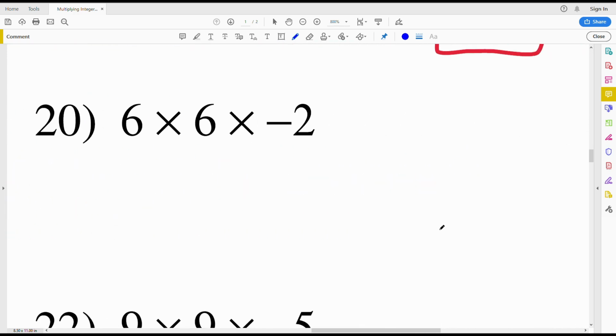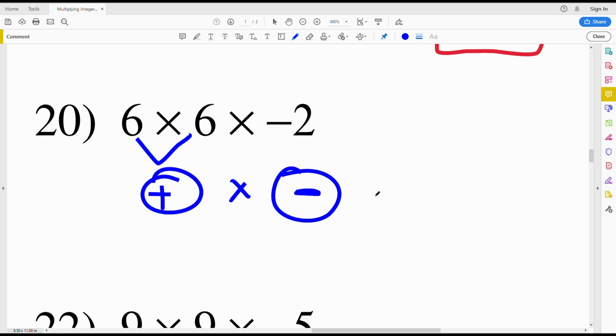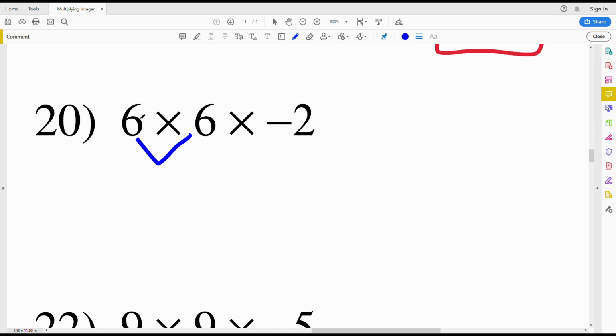In number 20, I have 6 times 6 times negative 2. I know that 6 times 6 is positive because a positive times a positive is a positive, and I'll be multiplying that by a negative. Positive times a negative equals a negative. So my solution is going to be negative. Let's go ahead and do 6 times 6. That's a positive 36, and I'll be multiplying that by a negative 2. 36 times 2 is going to be 72, and positive times a negative is a negative, so negative 72 is my solution in number 20.